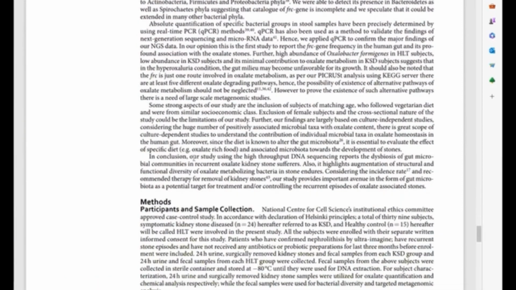In conclusion, our study using high throughput DNA sequencing reports dysbiosis of gut microbiota communities in recurrent oxalate kidney stone sufferers. And it highlights augmentation of structural and functional diversity of oxalate metabolizing bacteria in stone formers. So the people who've got stones also have more of these oxalate metabolizing bacteria, like Enterococcus.